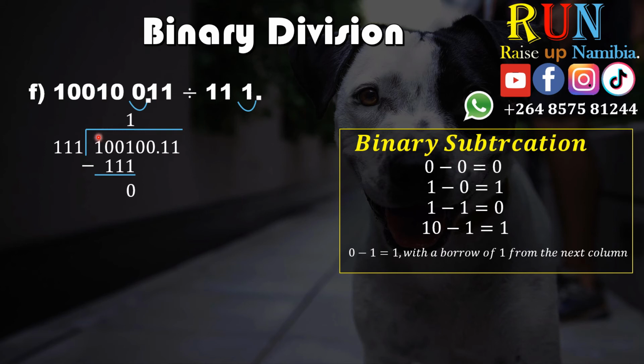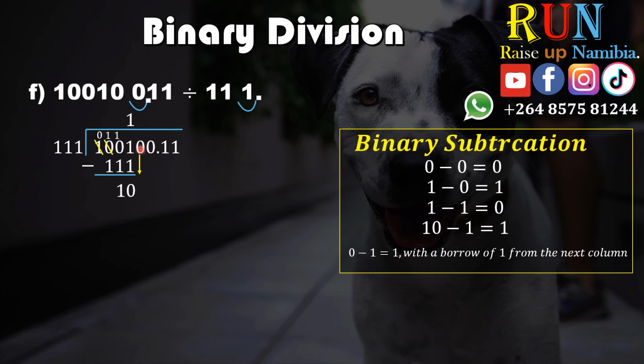There is a 0, so we need to go to the next column, which is this one. We cancel that 1, which will become a 0, and then we borrow the 1 there. We cancel that 0, and then we borrow the 1 again there. So now here we have 10 minus 1. Now remember, according to the rules, 10 minus 1 is what? It's 1. Okay? And then 1 minus 1 is 0. And then this is also 0.